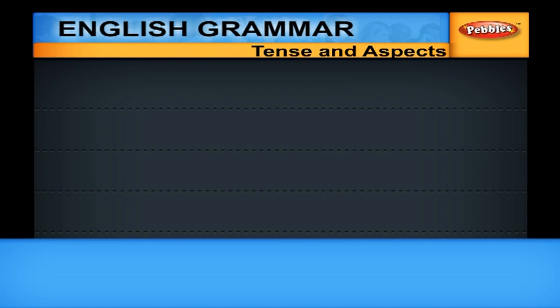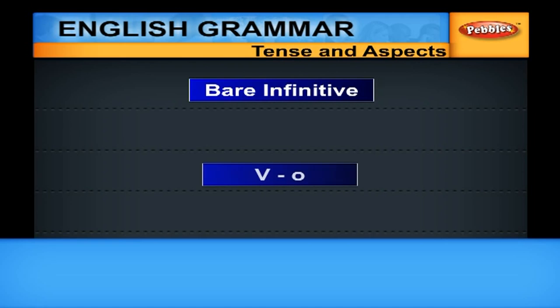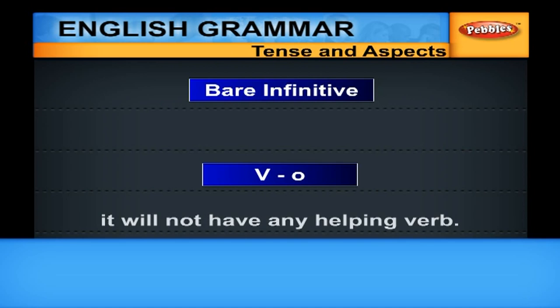Then, what is the distinction between bare infinitive and VO form? If it is VO form, it will not have any helping verb. If it is bare infinitive, it will be preceded by modal auxiliaries. By modal auxiliaries, we mean may, will, shall, and so on.